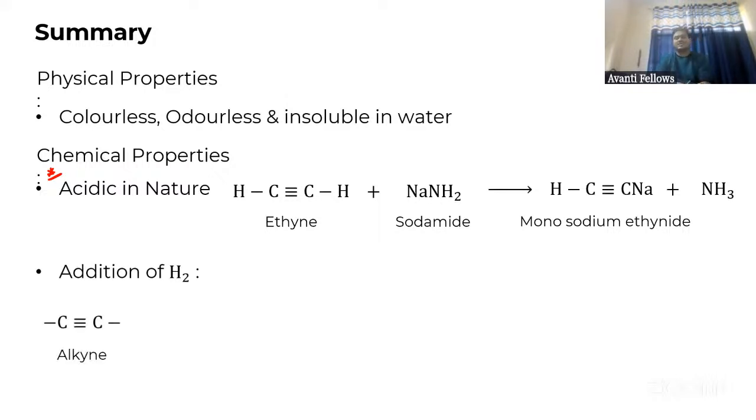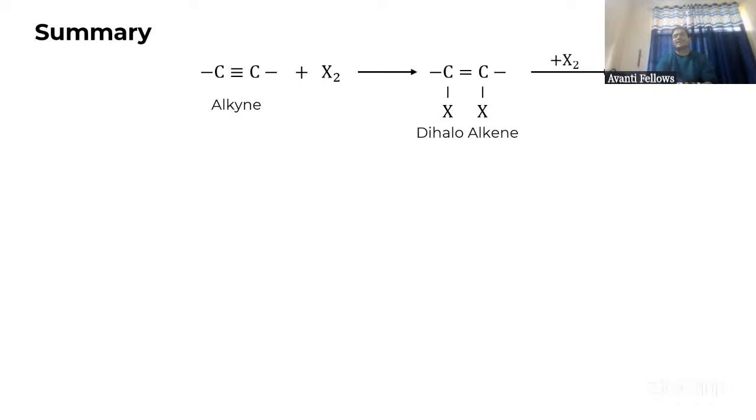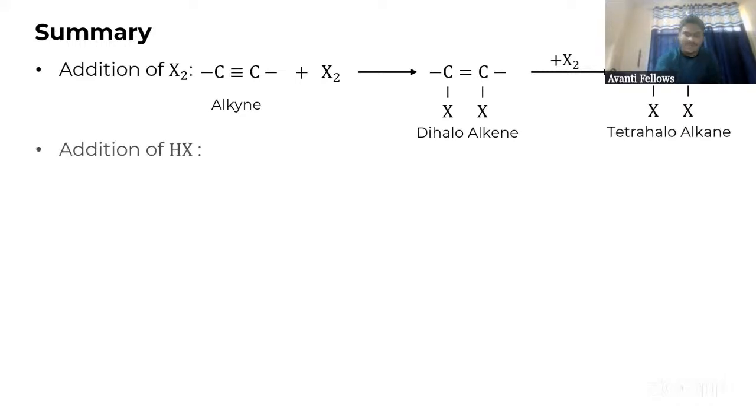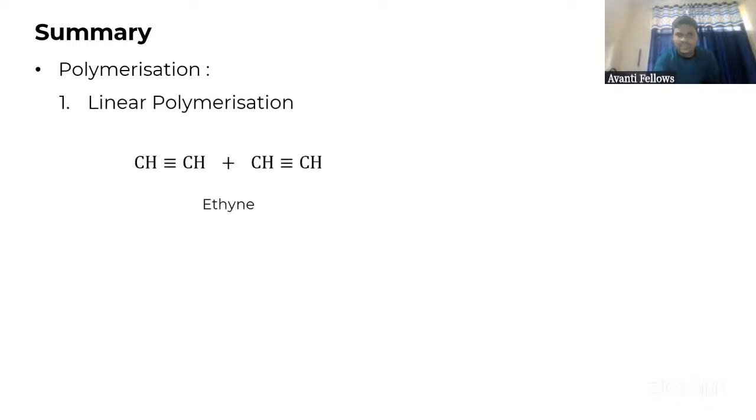Now, addition of H2. When we add H2 to alkyne, then formation of alkene followed by alkane takes place. Similarly, when we treat alkyne with halogen, then dihaloalkane will be formed, right? Next, in chemical properties, we study the addition of HX, that is, what happens when we add hydrogen halide. In this, we follow Markovnikov's rule. These are the chemical properties that we study. Now, the next chemical property that we already covered is polymerization. In polymerization, we study two types: the first one is linear and the second one is cyclic polymerization.